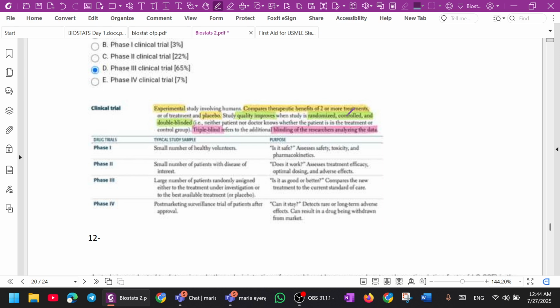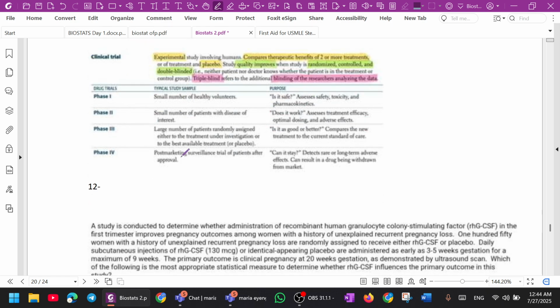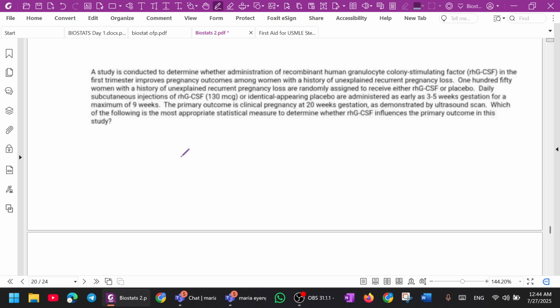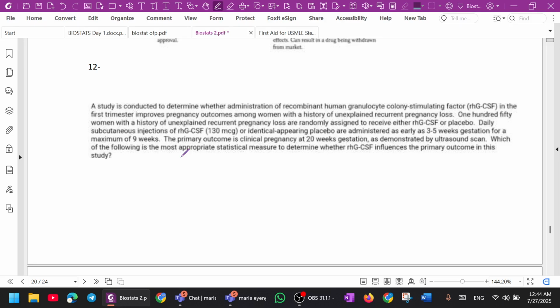Okay, perfect. Next question. A study is conducted to determine whether administration of recombinant human granulocyte colony stimulating factor in the first trimester improves pregnancy outcomes among women with a history of unexplained recurrent pregnancy loss.